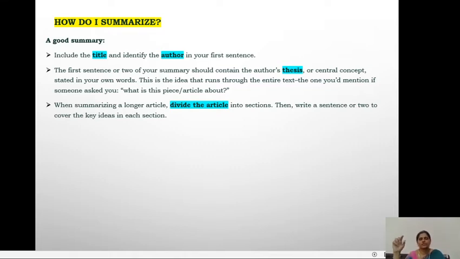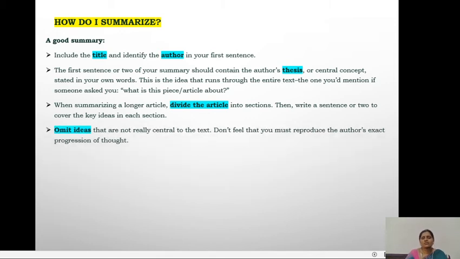Then write a sentence or two to cover the key idea of each section. Let us take a section to mean a paragraph. For each and every paragraph, ask what this paragraph is about, and in one or two lines, note it down. Then at last, you can combine all the key points or ideas you have summarized for each section and make them into your overall summary of the text.